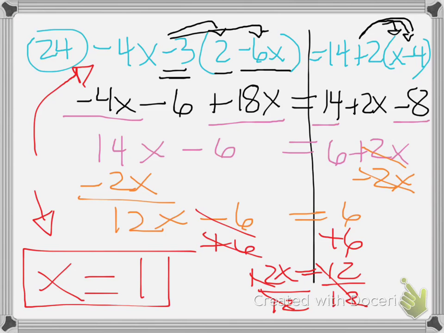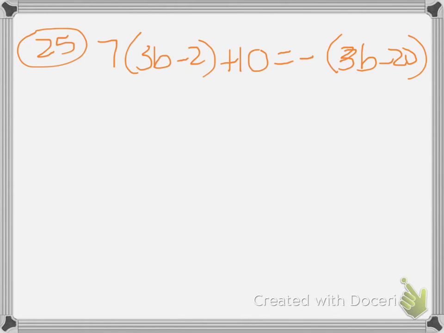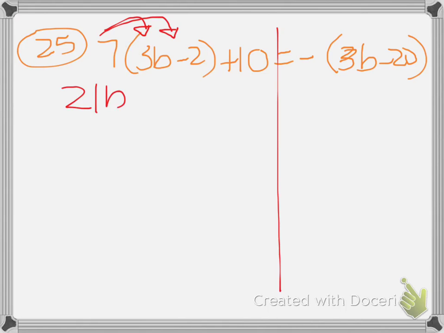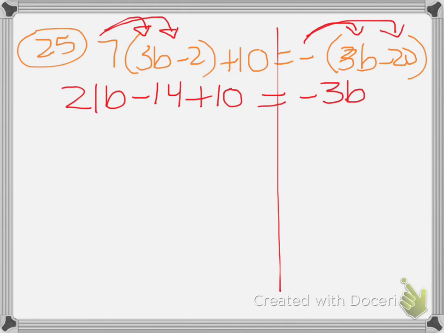Last one of the equations is 25. And the first thing we're going to do is distributive property. So I'm going to distribute my 7 to 3b and negative 2. So that gives me 21b minus 14 plus 10 equals, and over here I have a negative, so I'm just distributing my negative sign. And remember, that just means we change the signs of both things inside. So negative 3b, positive 20 is what it becomes.